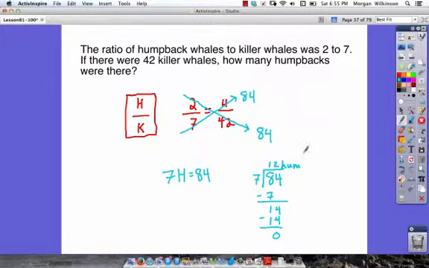And since the question just asked for humpbacks, that's all we have to write. If you wanted to write humpback whales, you could, and you'd get the answer correct as well. Just make sure you have a label in this type of problem. We've got a word problem, so we need a label to tell exactly the number of what we have.